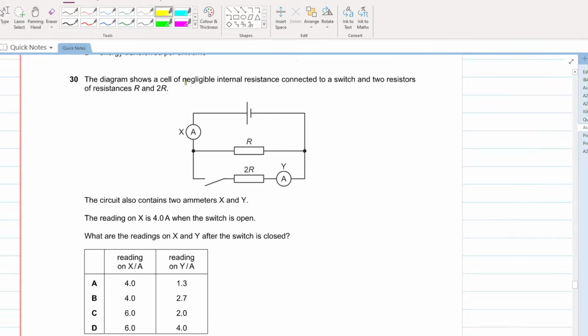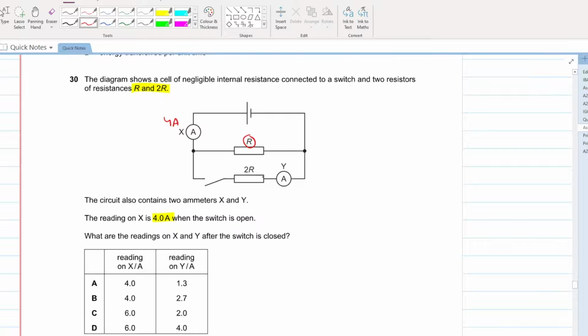The diagram shows a cell of negligible internal resistance connected to a switch and two resistors of resistance R and 2R. The circuit also contains two ammeters X and Y. The reading on ammeter X is 4 ampere when the switch is open. So when the switch is open, you have a resistance of R. The reading is 4 ampere. What are the readings on X and Y after the switch is closed?